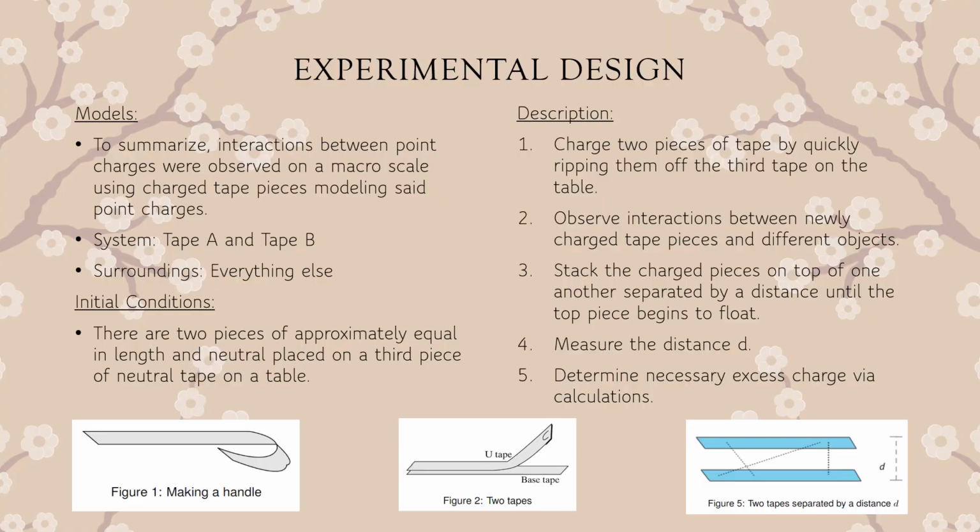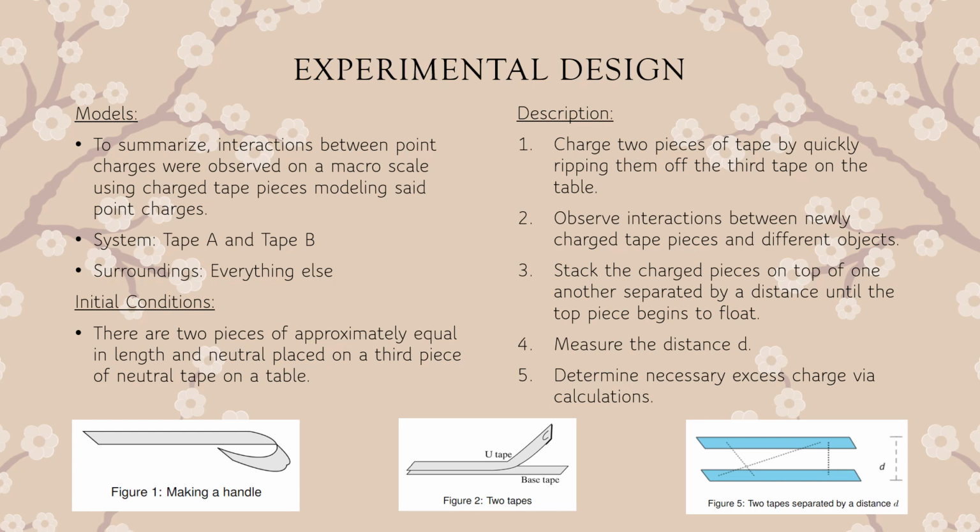To summarize, the interactions between point charges were observed on a macro scale using these charged tape pieces, modeling said point charges. The system was tape A and tape B, and the surroundings were everything else around that. The initial conditions are as follows as well. There are two pieces of tape, approximately equal in length and neutral, placed on a third piece of neutral tape on a table. So in total, there are 3 pieces of tape.